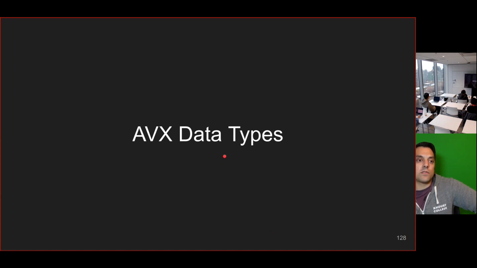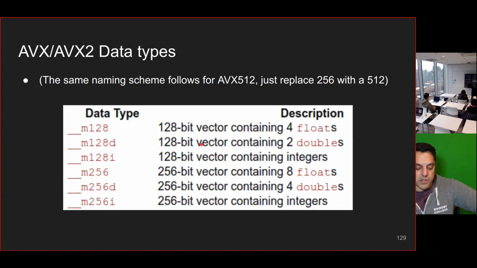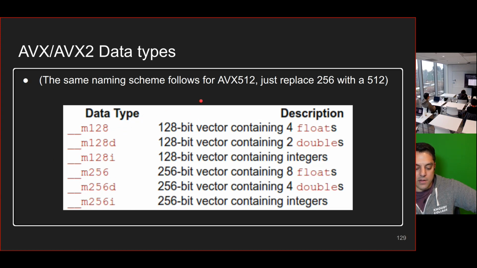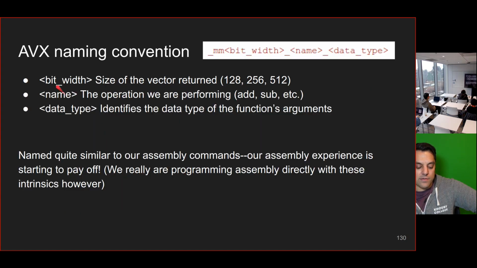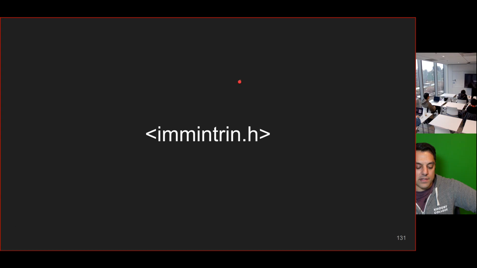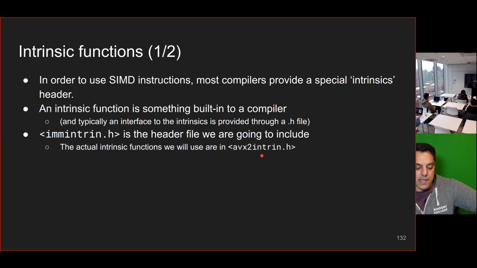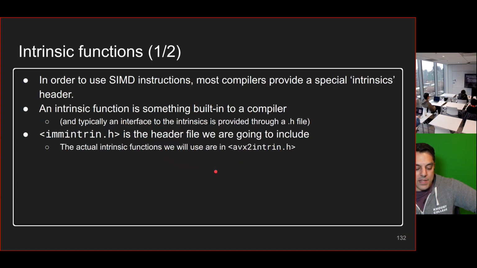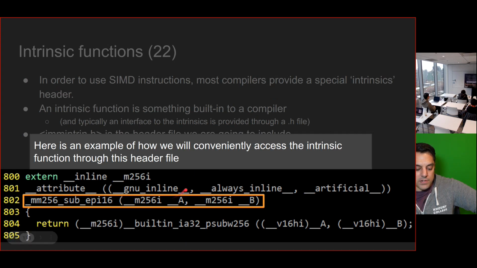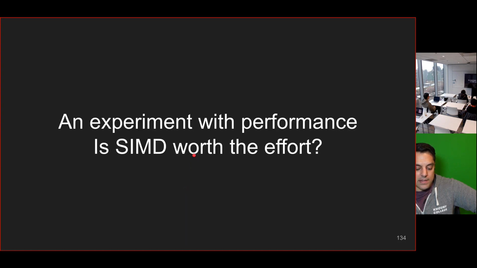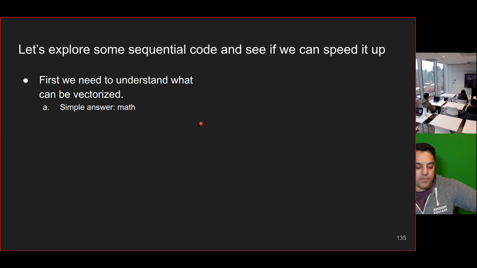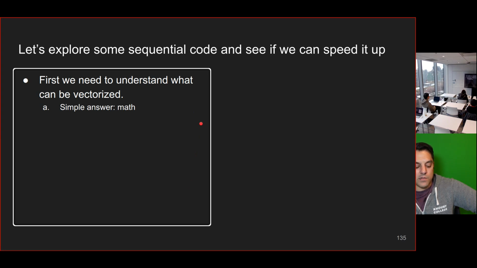If you want to work through the tutorial, I'll stop at this point, because you can read through part 2 if you want. This is just a guide on how to read some of the types. It's repeated in the text here. Again, how many bits you have, and how to decipher that in the conventions. Here's the header file that you include. You can actually look through it if you want. And then there's a little experiment to see if you think that this is worth it.